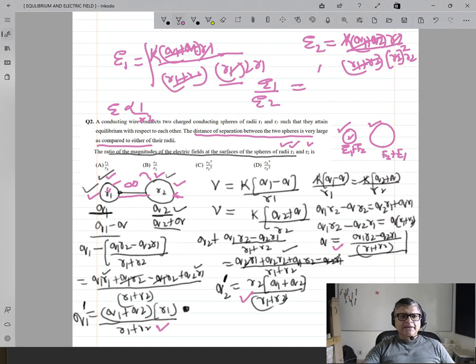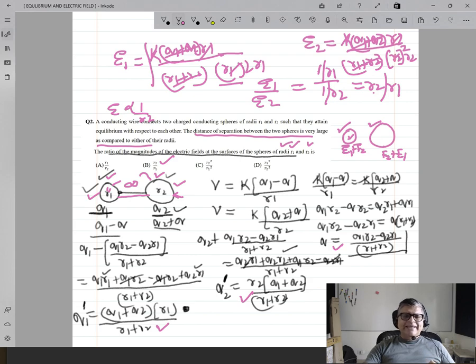So finally, you will only be left with 1 upon R1 divided by 1 upon R2. So this will become R2 by R1. So the ratio of electric field on the surface of the first shell of radius R1 to the second one is given by R2 by R1. Let's look at the choices, right? So this choice is the correct one, right?